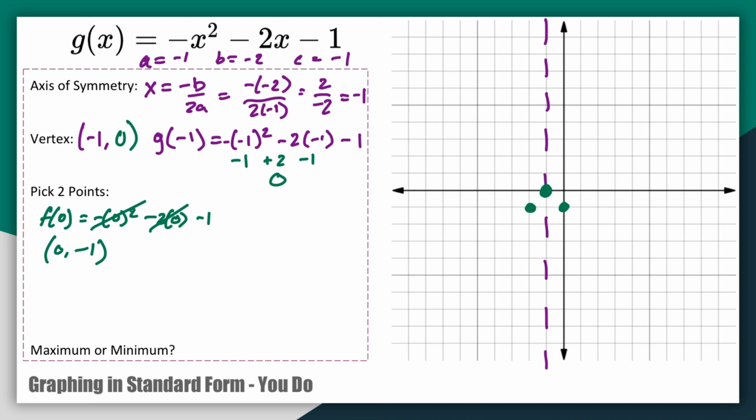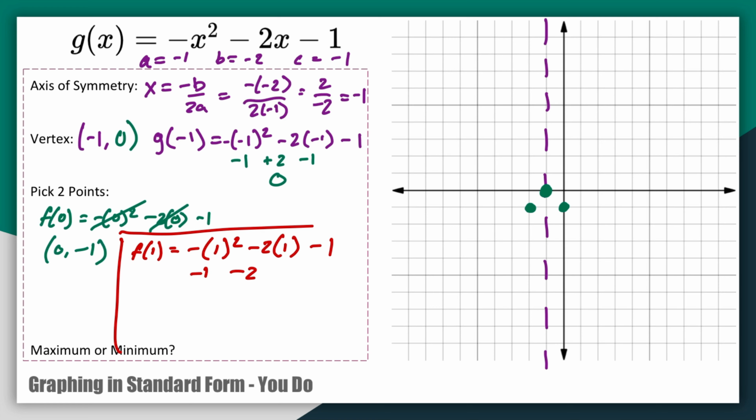All right. Now, the next point is 1, right? So f of 1 equals negative times 1 squared minus 2 times 1 minus 1. Now, 1 squared is 1, but then we apply the negative. Okay. -2 times 1 is -2, minus 1. All these are negatives, so we could just add it up and call it a negative. We get -4. So we have 1 comma -4. Okay, so 1 comma -4. Sorry, let me do that in green. Like this.